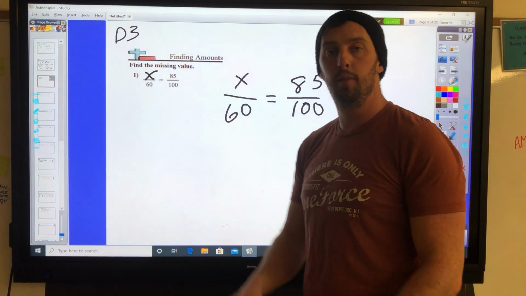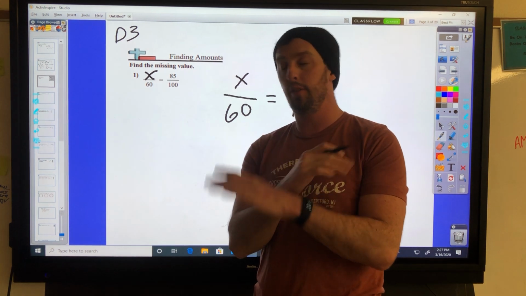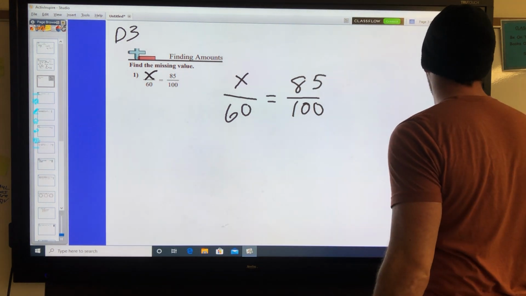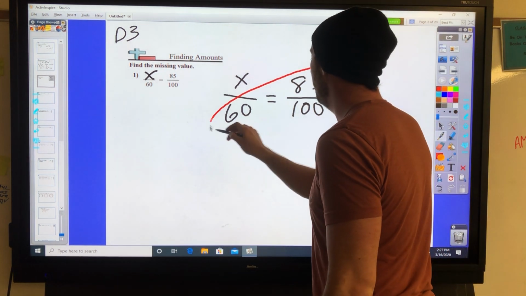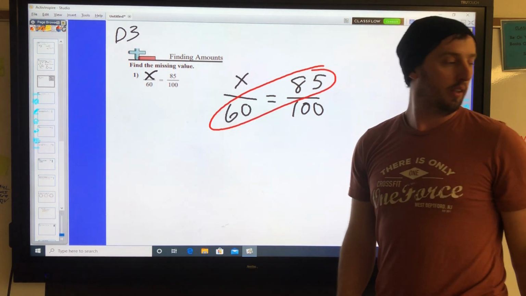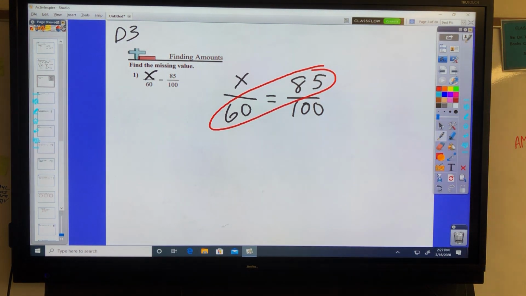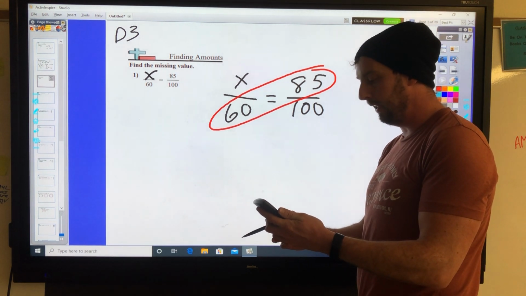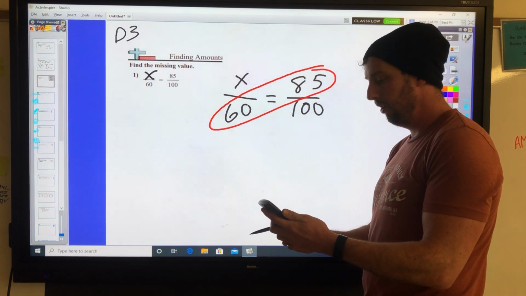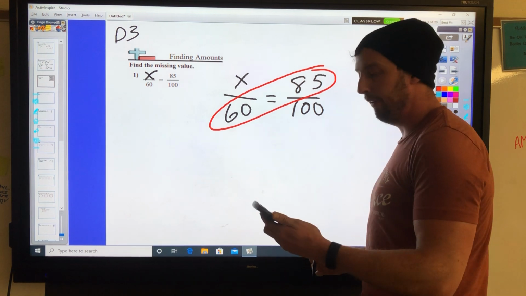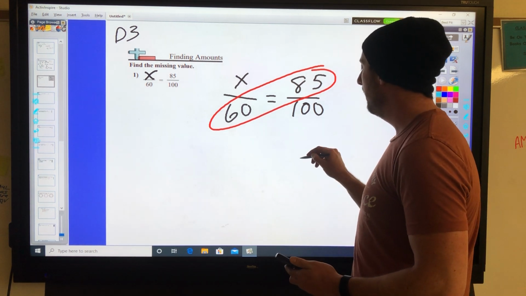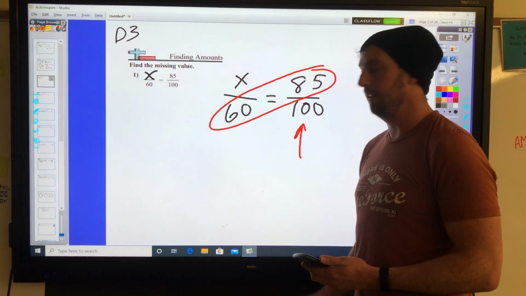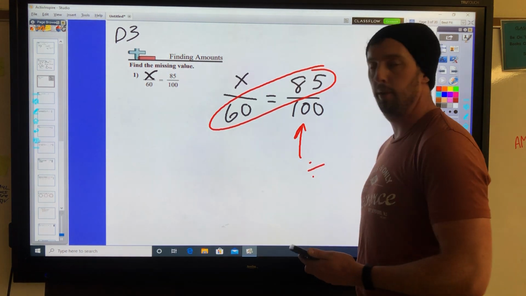How do we do that? We do it by cross products. So I'm cross multiplying my 85 times 60. I should have a calculator out. There we go. 85 times 60 is 5,100. And then I divide by the remaining number.